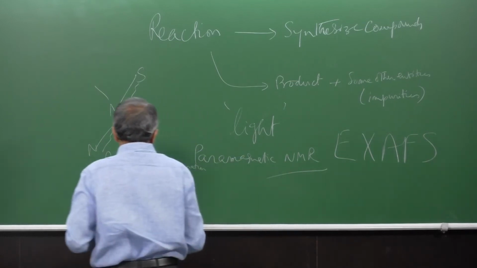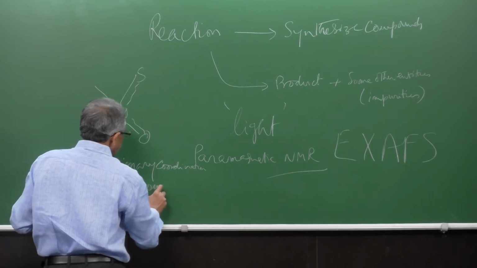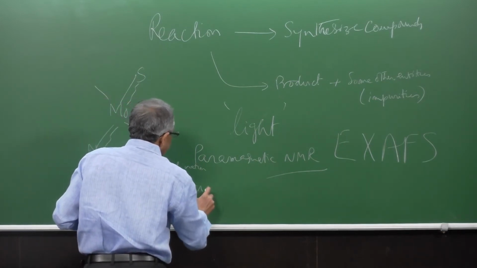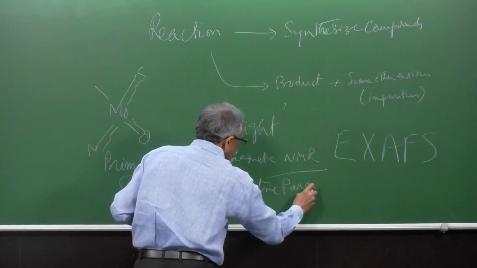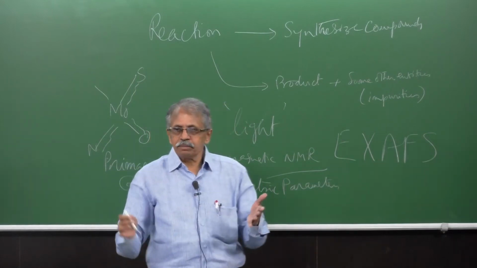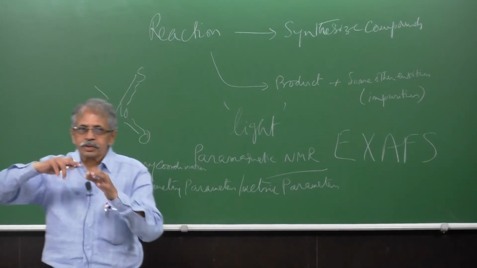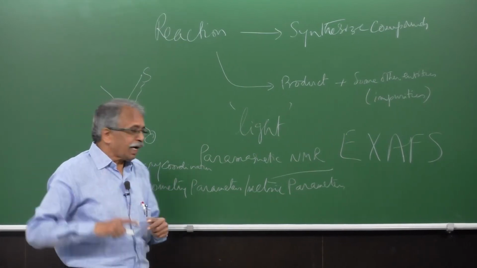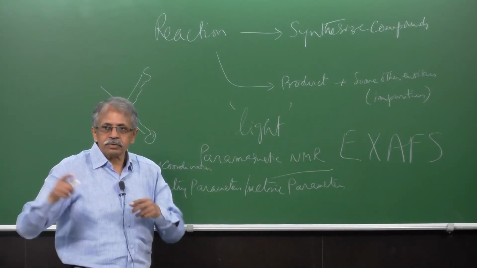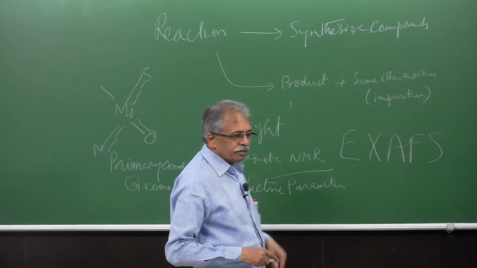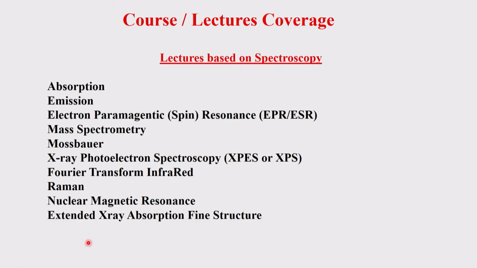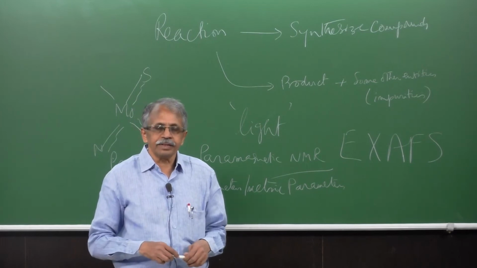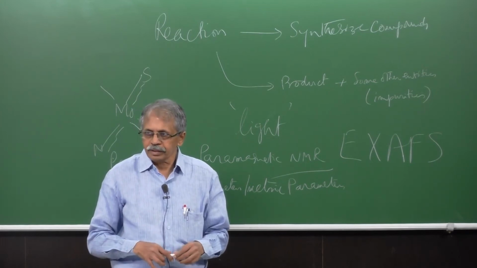So you will get the primary coordination geometry parameters, also referred to as metric parameters, like bond lengths and bond angles. So the metal to oxygen, metal to nitrogen, metal to sulfur distances, and the oxygen-metal-oxygen, oxygen-metal-nitrogen angles. These are the things embedded in this particular information. As you can see, a huge number of spectroscopy techniques are there, and they will be covered in this course. Of course, the examples that I take will be inorganic complexes, analytes and nanomaterials.